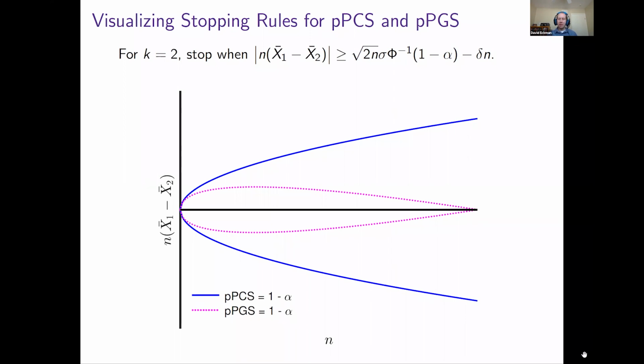On the other hand, the posterior PCS one is going until you can conclusively determine that one is better than the other. And so it's going to be this open envelope here with square root boundaries.